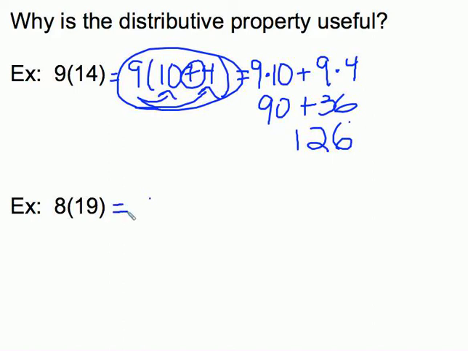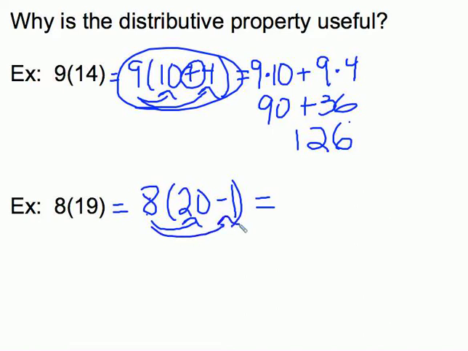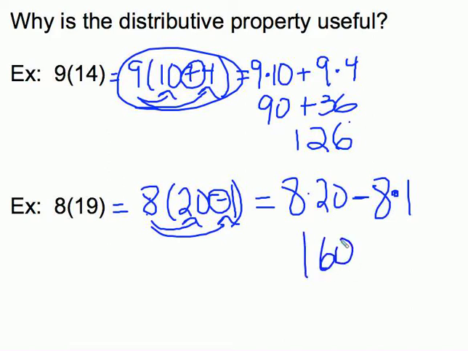Now I look at 19 and I say, okay, very easily, 19 is the difference of 20 and 1. So this becomes 8 times the quantity 20 minus 1. Again, I see that I could use the distributive property because I'm multiplying a number by a difference. So I know that this is going to be 8 times 20. Again, I keep that sign, minus 8 times 1. Or in other words, 160 minus 8, or 152. Okay, so let's put the distributive property into practice.